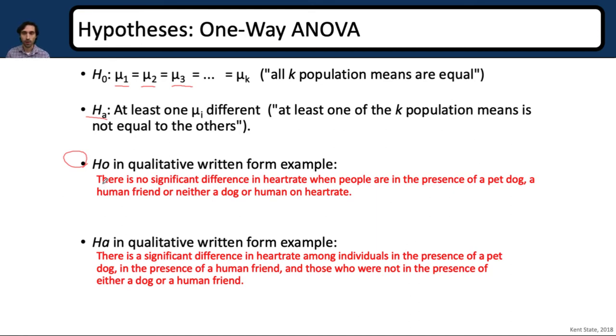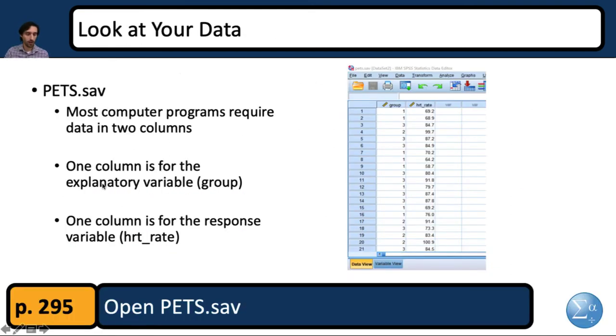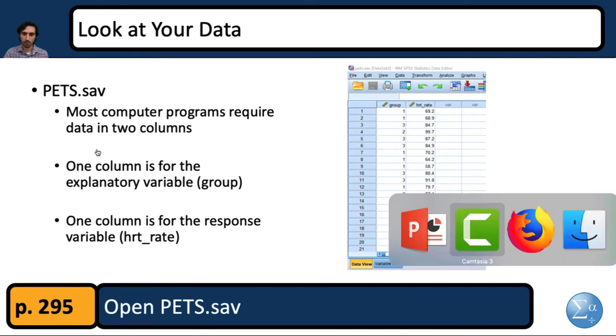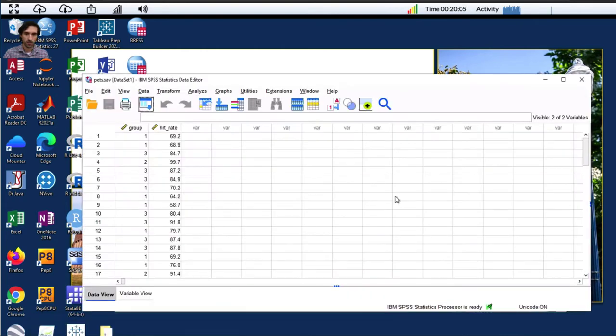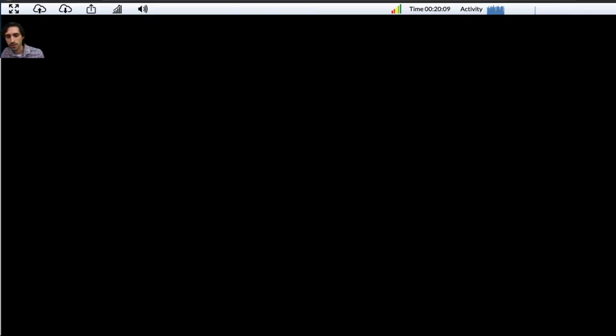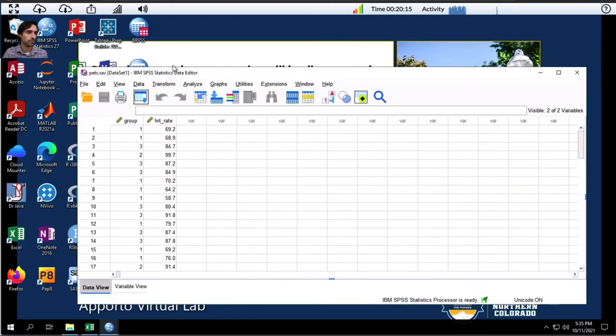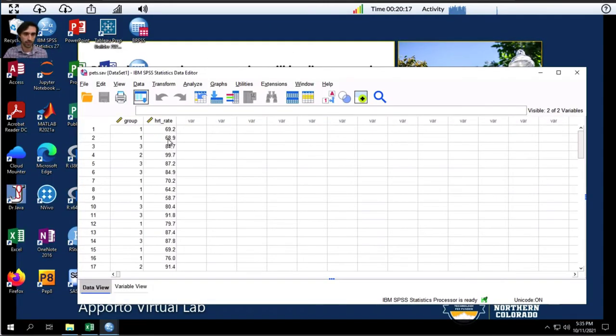All right, what does this look like? We're going to open up pets.sav, and I believe I should already have it ready to go. Let's find it. Okay. I'm going to make sure that this is where I want it. Sorry for the cosmic shuffle I just did there.